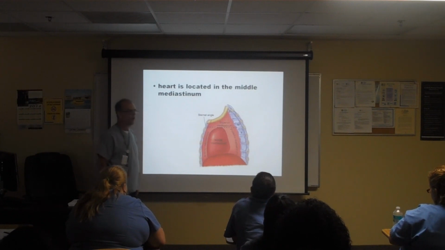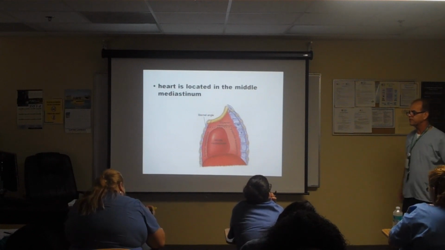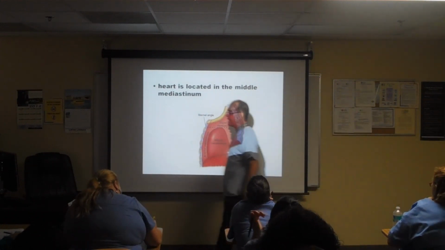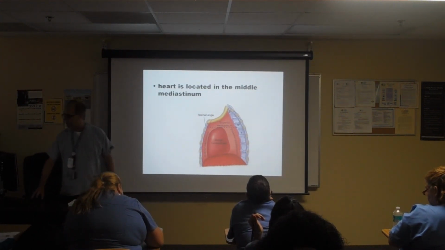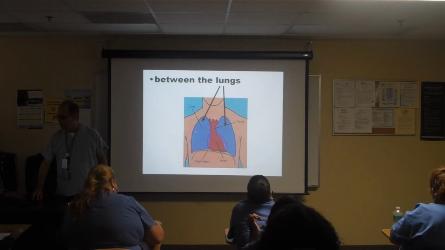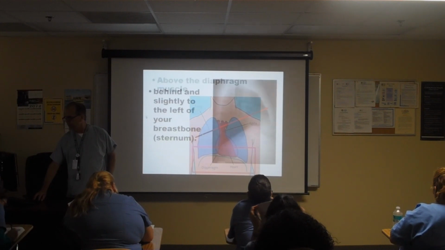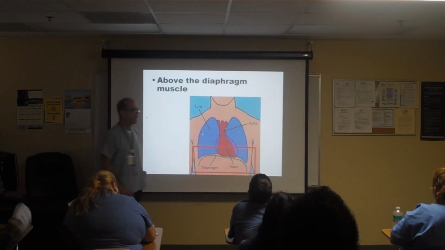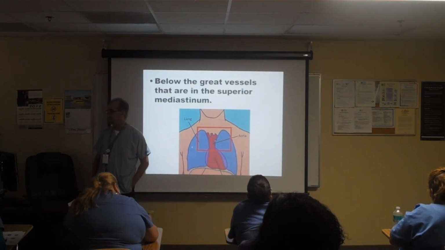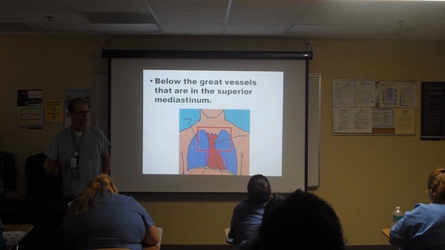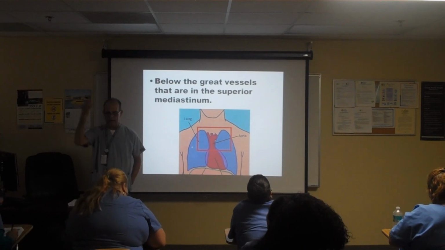Where is the heart located? In the thorax, but in what part of the thorax? In the part that is called the mediastinum. You remember that the mediastinum has 4 areas. The area where the heart is, is the middle area of the mediastinum. Between the lungs, behind and slightly to the left of your breastbone, the sternum, above the diaphragm muscle, and below the great vessels that are in the superior mediastinum. Remember, the mediastinum has 4 areas: superior, anterior, middle, and posterior.